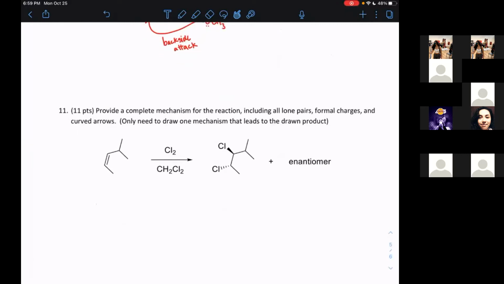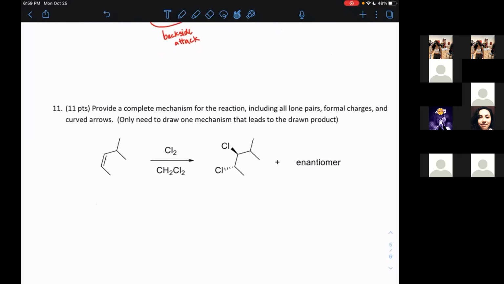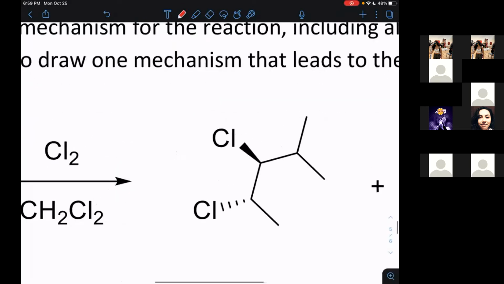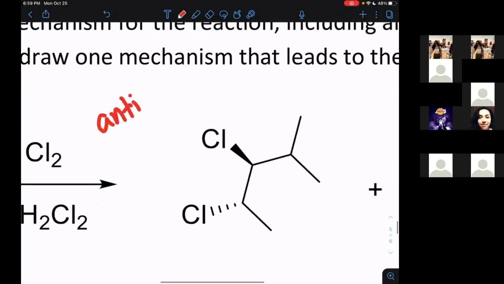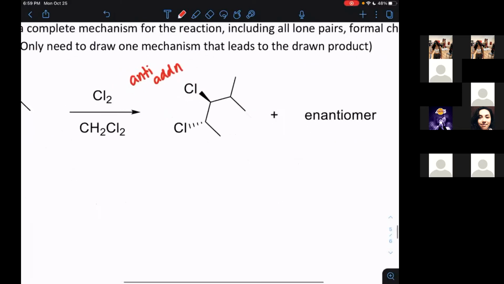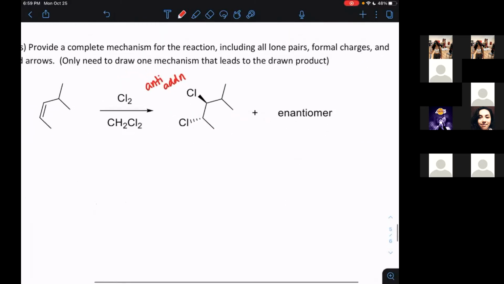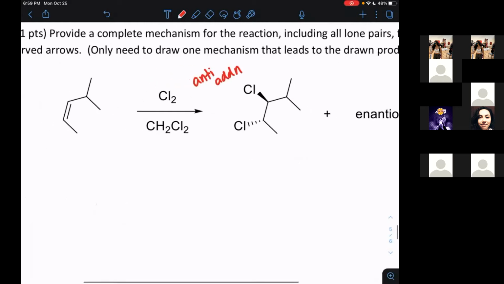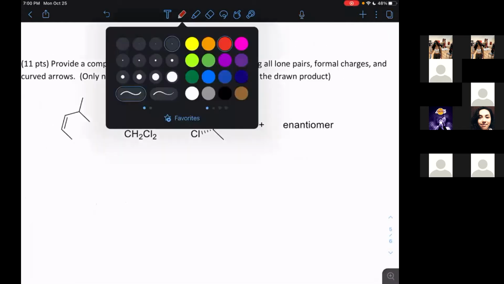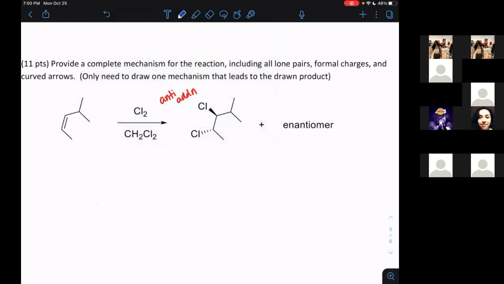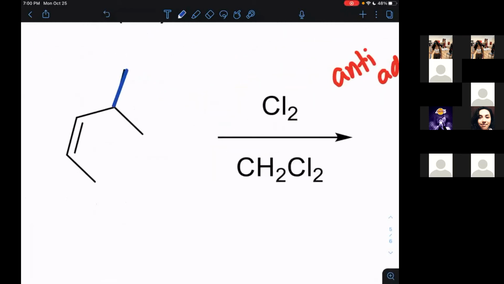Okay. Cool. So next one. Provide the mechanism for this one. So this one, we can see it's anti addition. So this is like halogenation. Yeah. So okay. Provide, oh wait, ew, this is a gross one. Okay, hold on. Let's see.